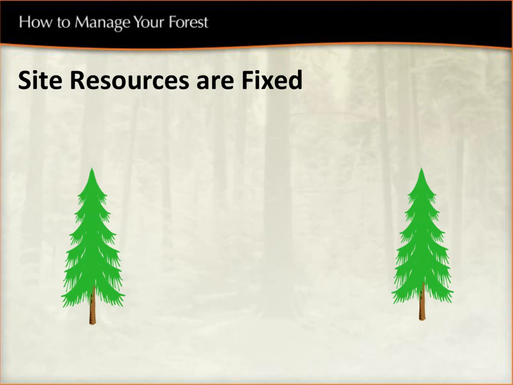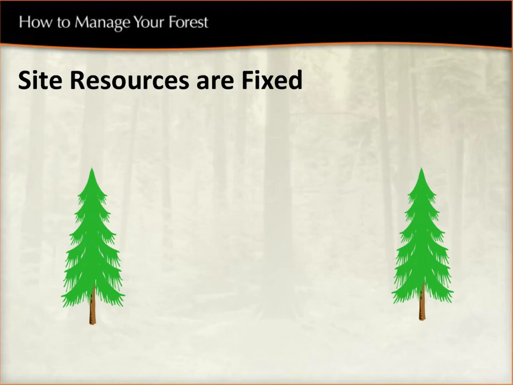There are two ecological facts of nature you should know about when managing forest stands. The first ecological fact is that the amount of resources available to trees, and other plants for that matter, on a given site is fixed and cannot be increased, except through artificial means like irrigation and fertilization. But for this discussion, we'll not consider methods of boosting site productivity.